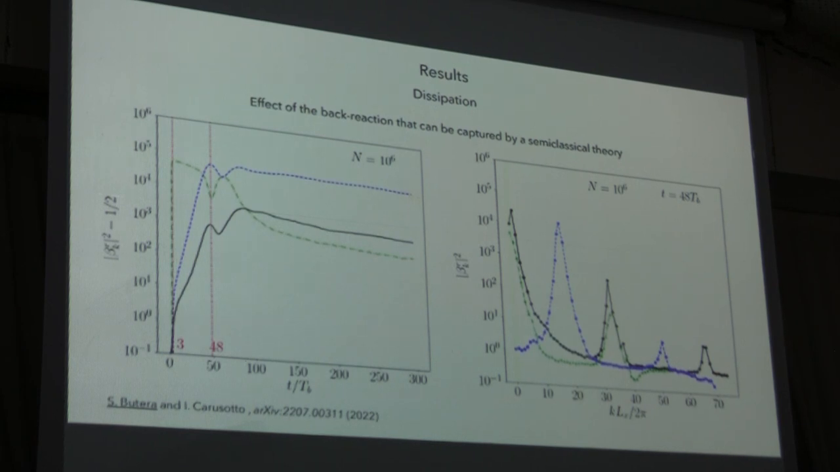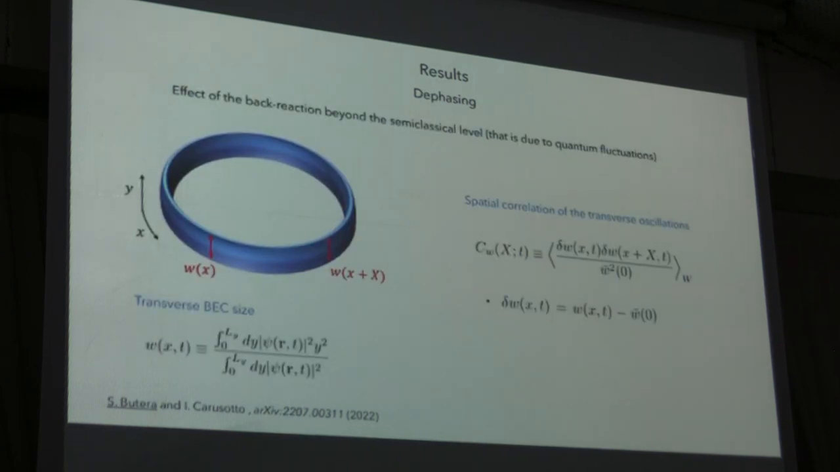But notice that dissipation is an effect of the back-reaction that, strictly speaking, can be captured by performing a semi-classical study of the problem. So at least qualitatively, you can get the dissipation, even if not with the details that are shown here. But I was really interested in this work to study effects of the back-reaction that go beyond the semi-classical regime, which means that are really triggered by quantum fluctuations, and identify the effect of this kind in the dephasing of the transverse oscillations.